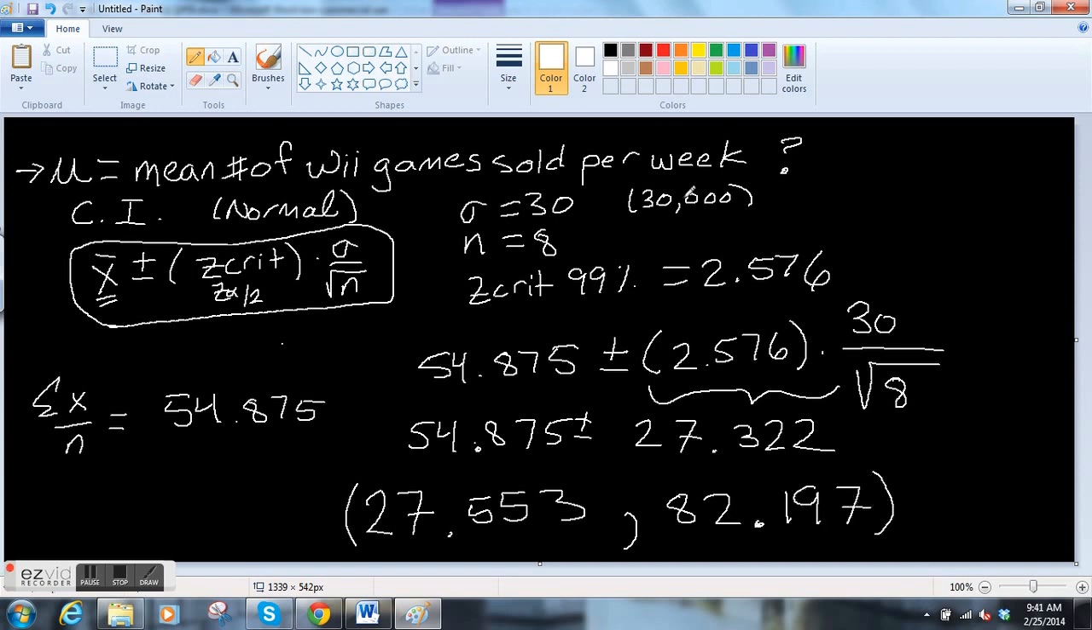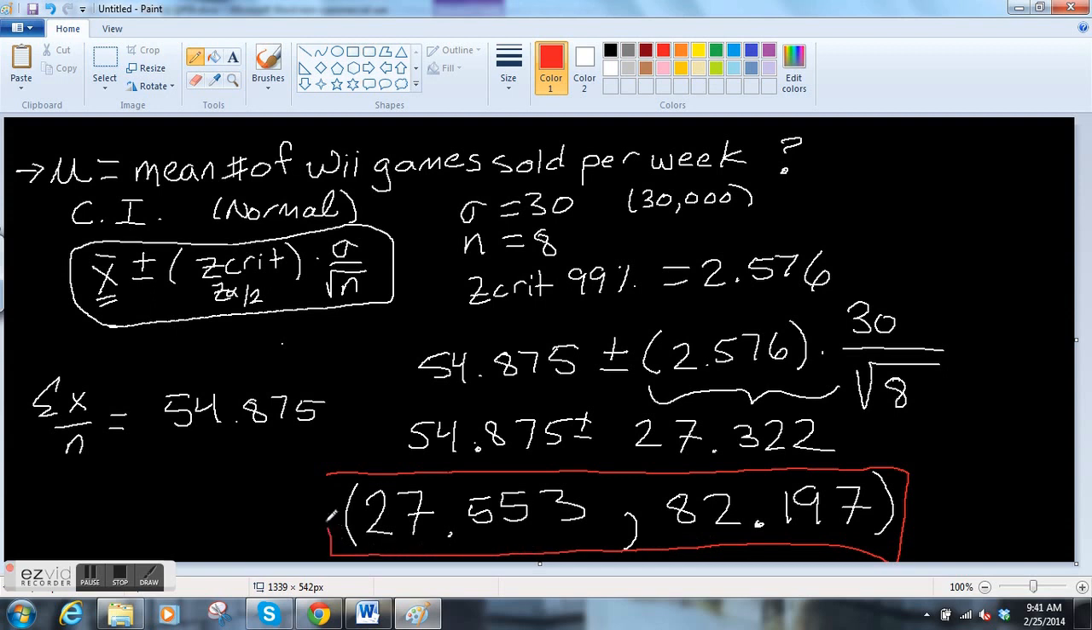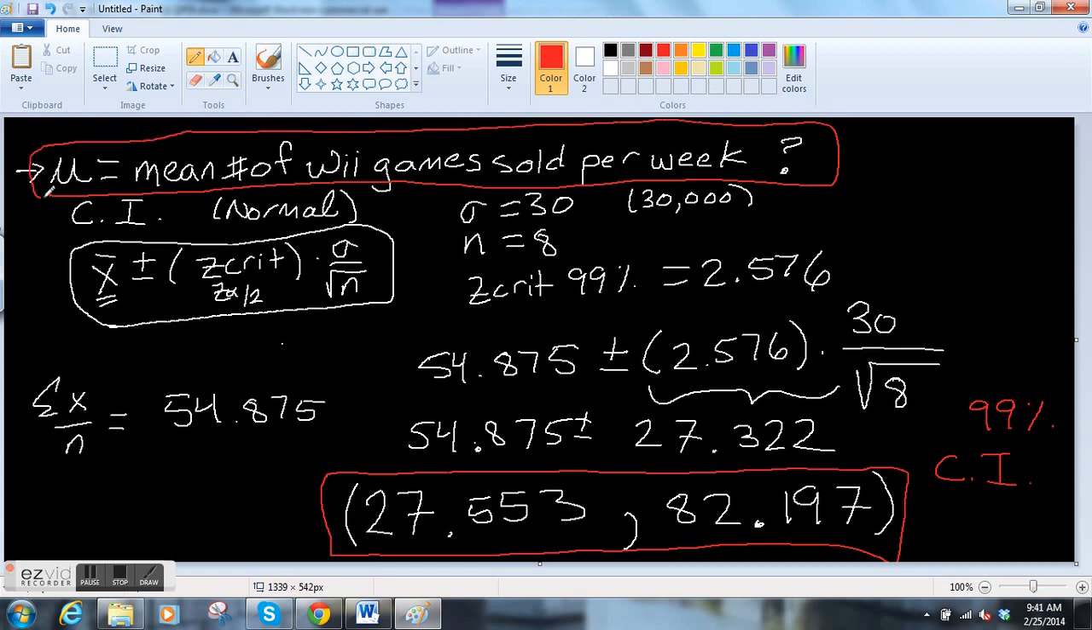So here's the confidence interval. It's kind of big, actually, I think. So it's 27.553 to 82.187. That's the confidence interval. A 99% confidence interval for mu, which is the mean number of games sold per week. Do you see how that's helpful? Because by the time we put all these numbers in, we've forgotten what we're doing. I've forgotten what we're doing.